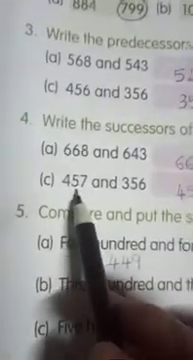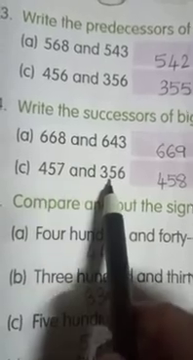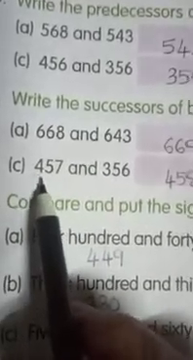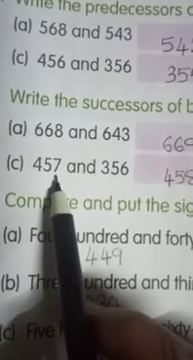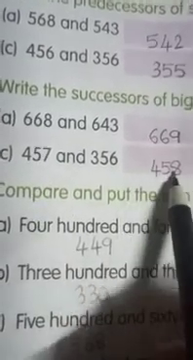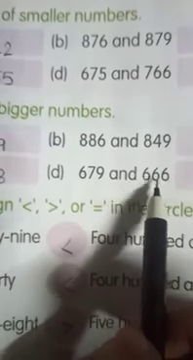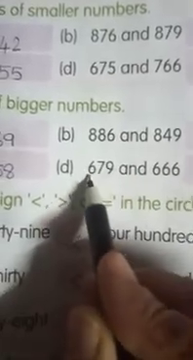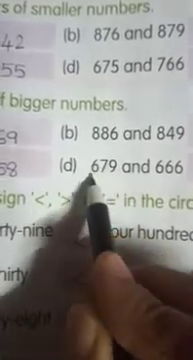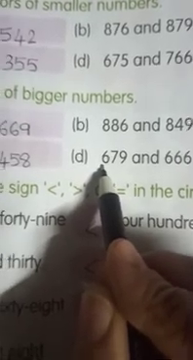Next, 457 and 356. From these two numbers, the bigger number is 457, and the successor of this number is 458. Next, 679 and 666. So the bigger number here is 679. The successor of 679 is 680.